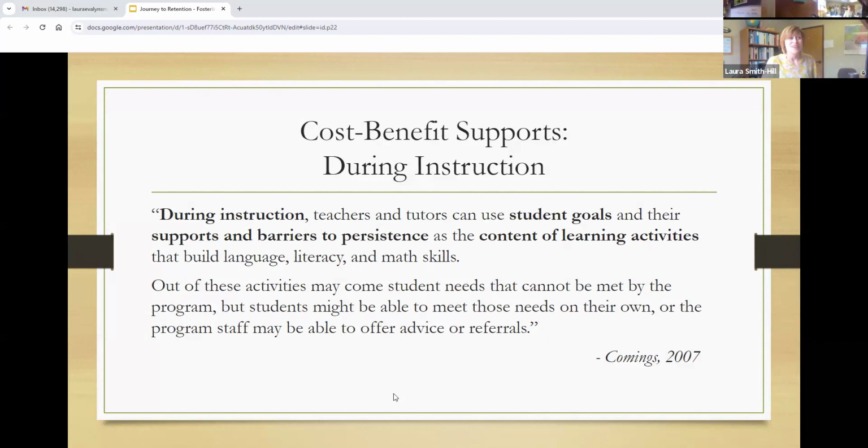And out of those discussions, this relates to our previous conversation. There may be barriers that come up in the classroom setting that we don't know how to solve, but students may help each other solve as they talk about barriers and overcoming them. They give each other advice. It doesn't always have to be the teacher, but program staff may be able to make referrals to community partners or agencies that can support them.